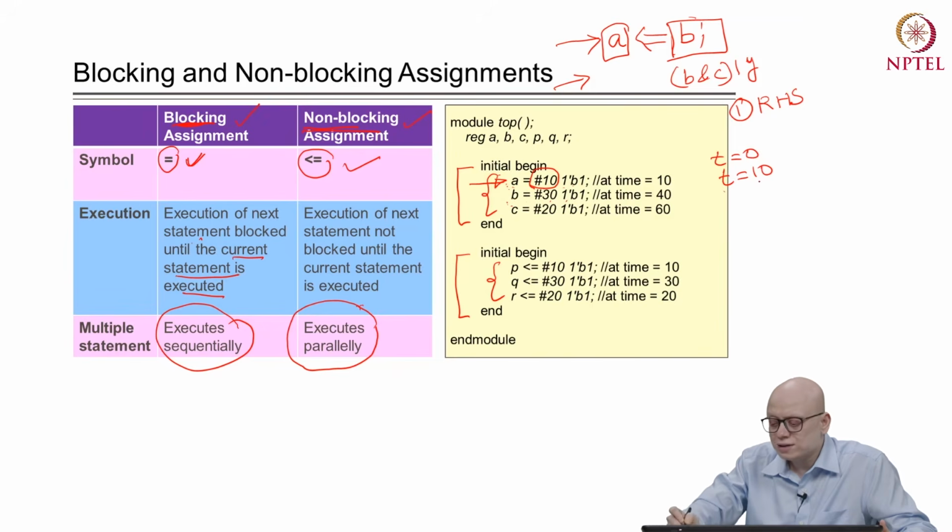So, currently t was 10, so 30 will be added and t becomes now 40. So, at time 40, B will be assigned a value of 1. Then comes the third statement, which says C is equal to #20 1'b1. So after a time of 20 time units, that is 40 plus 20, t is equal to 60 time units, C will be assigned a value of 1, right.